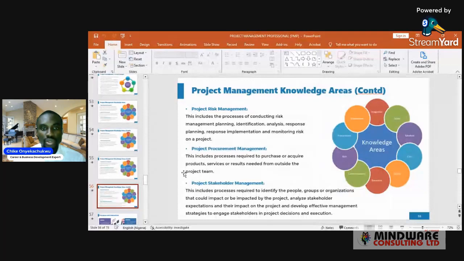So next, risk management: planning, identification, analysis, response planning, response implementation, and monitoring risk on the project. Every project has certain risks that are unique to it, right? Risks are things that can actually impede the project, that can stop the flow of the project.